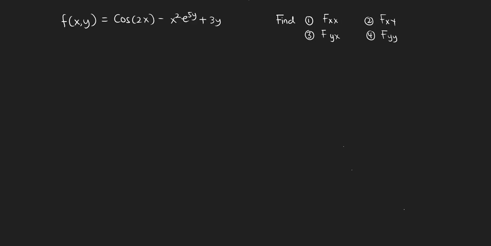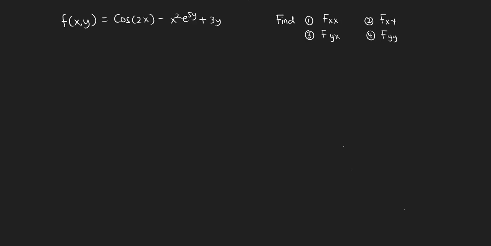In this video, I'm going to show how to find a higher order partial derivative of multivariable functions. I have the first example here, which is f of x, y equals cosine of 2x minus x to the power 2 multiplying e to the power 5y plus 3y. You have to find f_xx, f_xy, f_yx, and f_yy. So let's look at how we are going to do this.